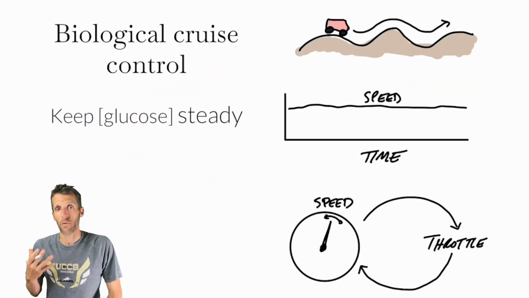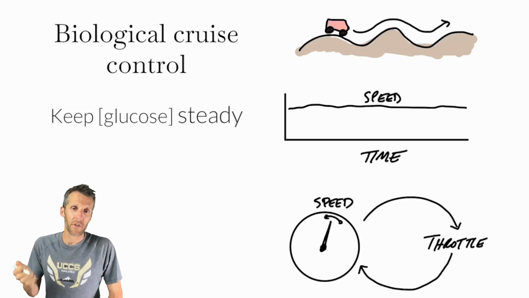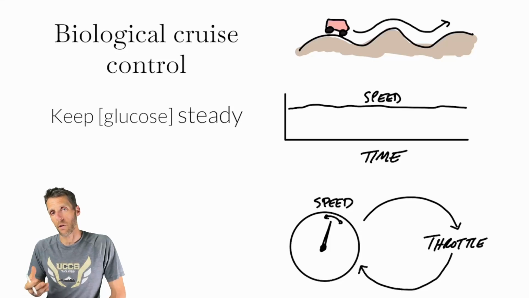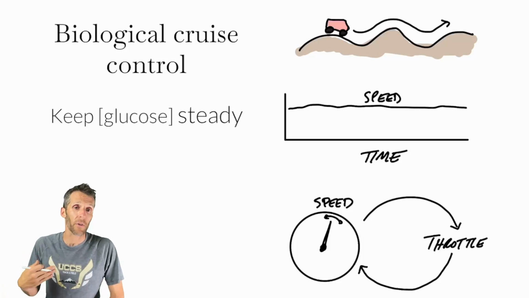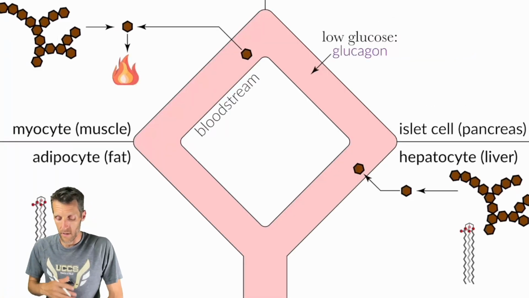I've likened this in the past to a biological cruise control, right? When you set your cruise control in the car, it measures your speed and adjusts your throttle to keep that speed the same. We see the same thing with blood glucose concentrations, where if your blood glucose concentration starts to change, we have mechanisms that either add or take away glucose to keep it at a specific concentration.